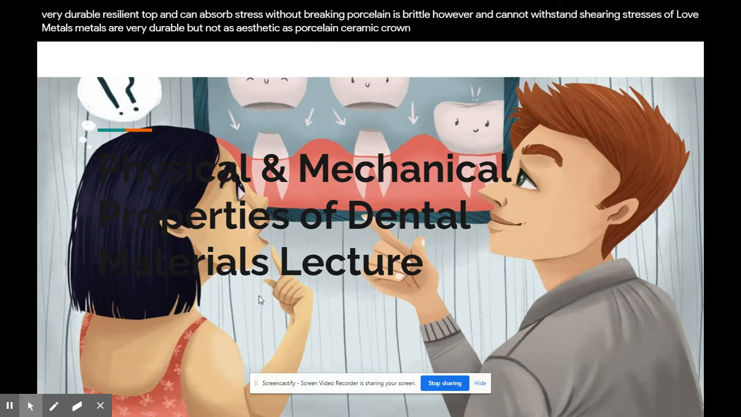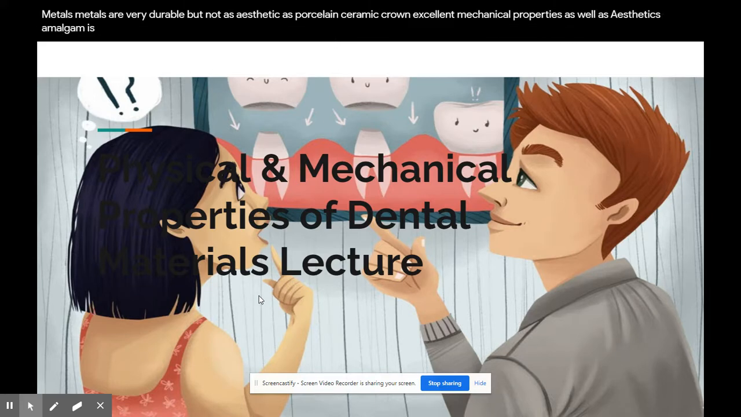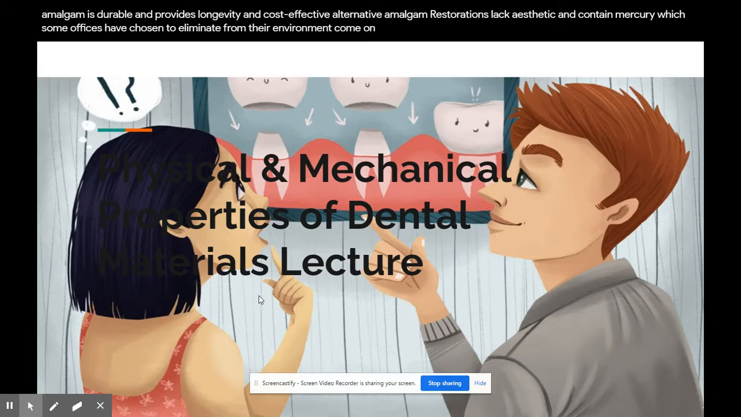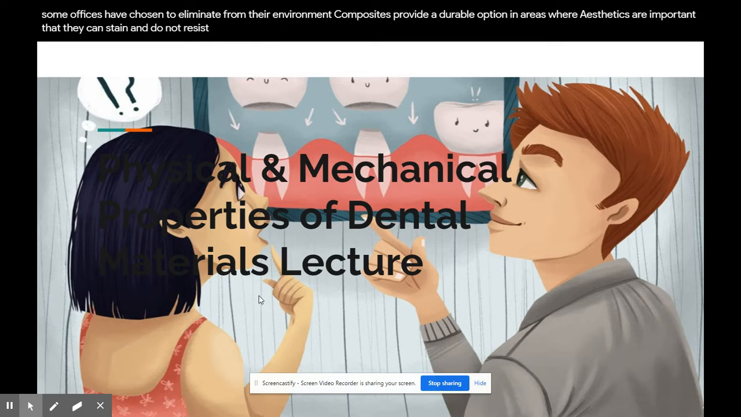All ceramic crowns have replaced porcelain in many applications and provide excellent mechanical properties, as well as aesthetics. Amalgam is durable and provides longevity and a cost-effective alternative. Amalgam restorations lack aesthetics and contain mercury, which some offices have chosen to eliminate from their environment. Composites provide a durable option in areas where aesthetics are important, but they can stain and do not resist abrasion as well as other restorative choices. The new nano-composite materials have improved this restorative choice. To adequately evaluate the best restorative choice, durability and aesthetics are both important.